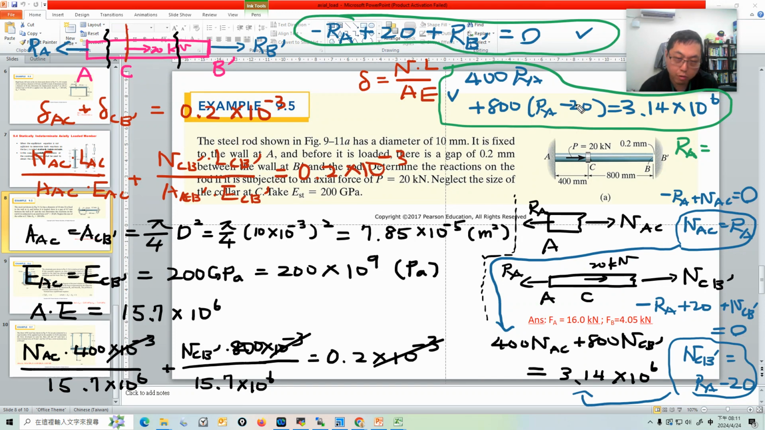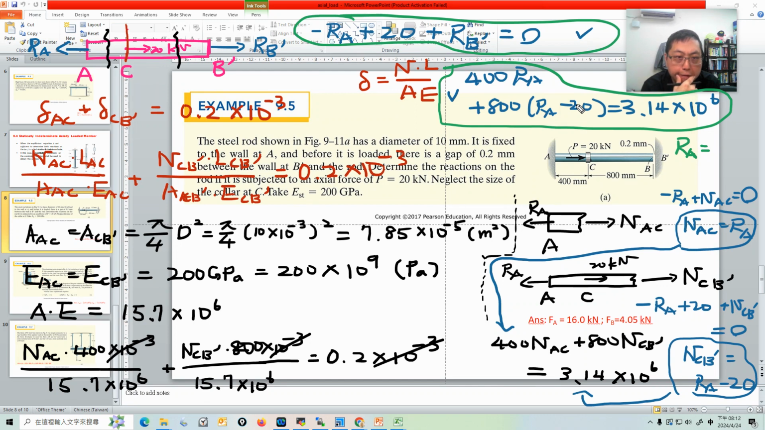2, 6, 3, 4. Oh, that's too small. Did I get something wrong here? Three, one, four, result. I think I missed something here. Okay, kilonewton. Where is it wrong? Kilonewton. 20 kilonewton. This kilonewton, NA times 20.